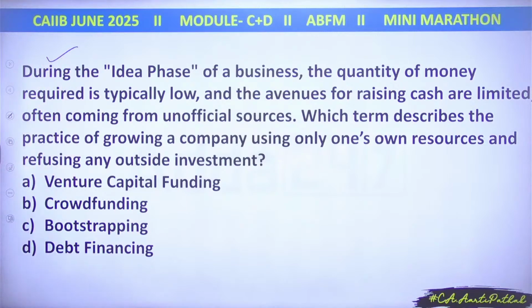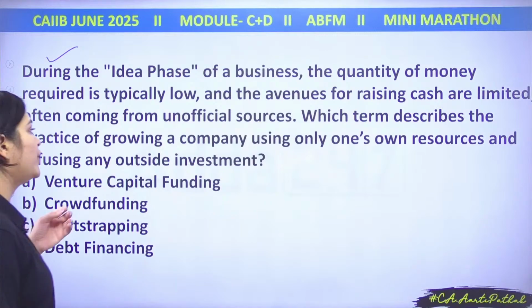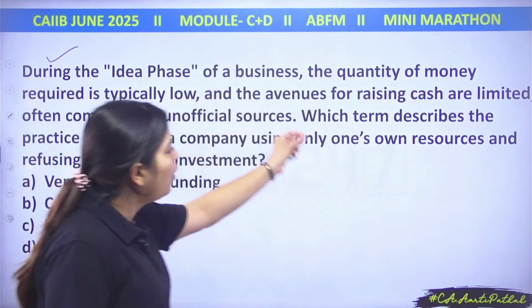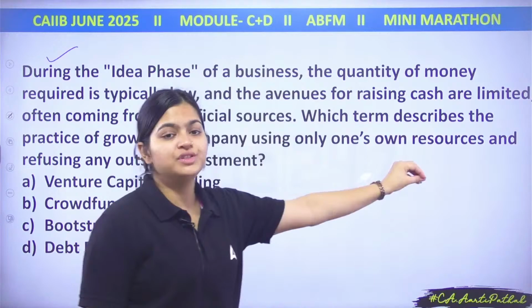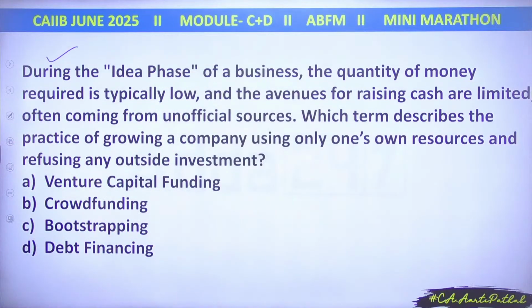During the idea phase of a business, the quantity of money required is typically low, and the avenues for raising cash are limited, often coming from unofficial sources. Now, which term describes the practice of growing a company using only one's own resources and refusing any outside investment? A. Venture capital funding. B. Crowdfunding. C. Bootstrapping. D. Debt financing. Tell me now, which is the correct option here?